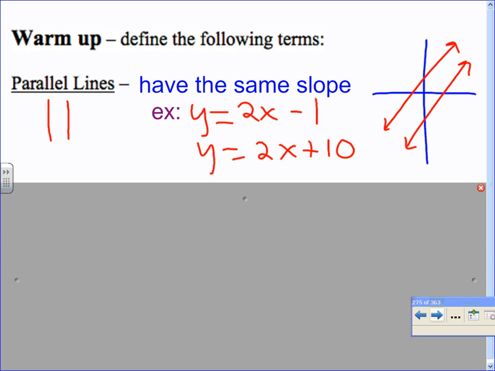Alyssa? No, they're functions, because when we determine if it's a function, we look at them individually. We don't look at them together. I'm glad you're thinking. Adam?